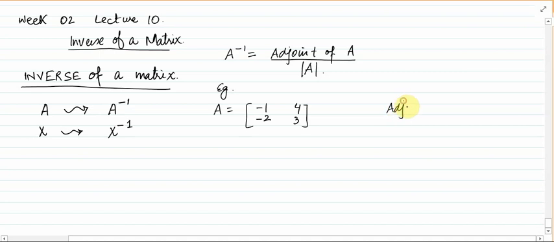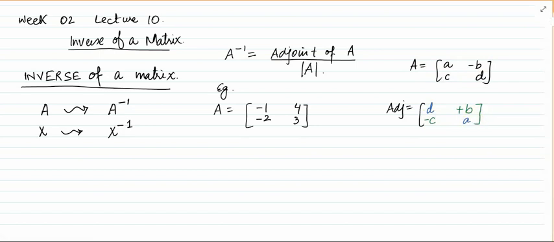In order to find the adjoint of A, in general, let's say that A is the matrix A, B, C, D. You need to swap the position of A and D, right? So instead of A, I'm going to write D, and instead of D, I'm going to write A. And second, you need to change the sign of B and C. So if it's negative B, then it will be positive B, and if it's positive C, then it will be negative C. That's how you find the adjoint, right?